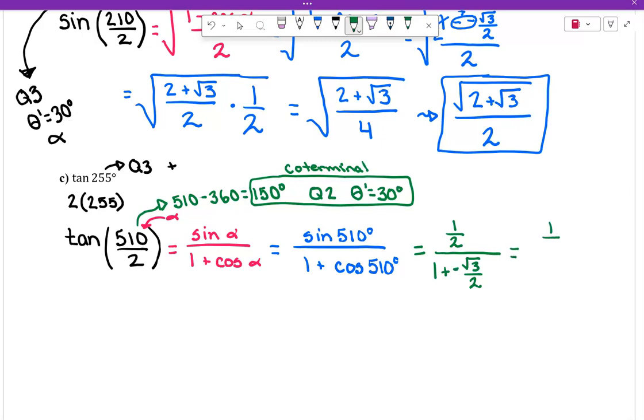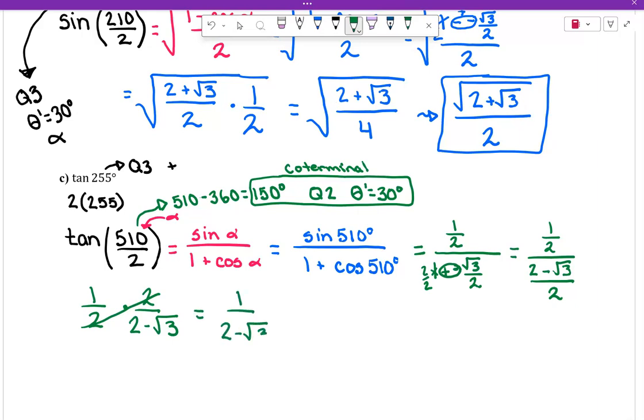So that means we're going to have 1 half divided by, remember 1 changes to 2 over 2. So 2 plus and a negative make a negative divided by 2. Okay, so that means we're going to have 1 half, and if you think of it as keep, change, flip, we are going to multiply by 2 over 2 minus the square root of 3. 2's cancel. So we're going to have 1 over 2 minus the square root of 3. Remember, we have to multiply by the conjugate.